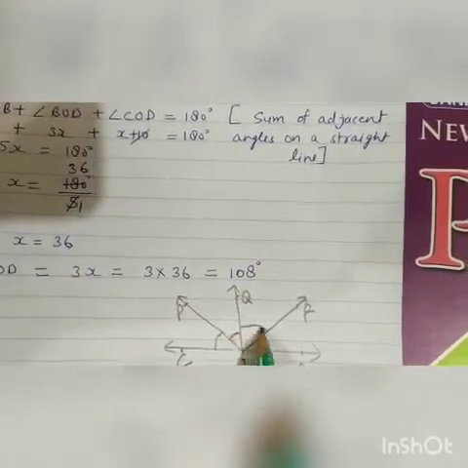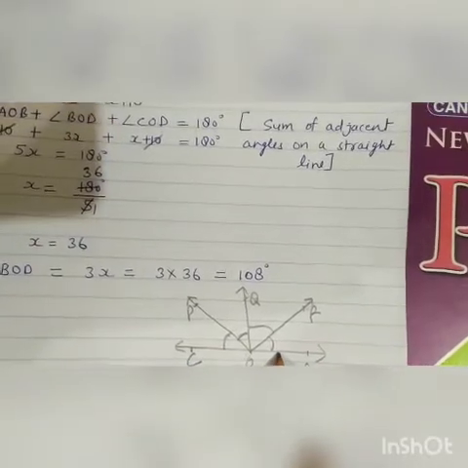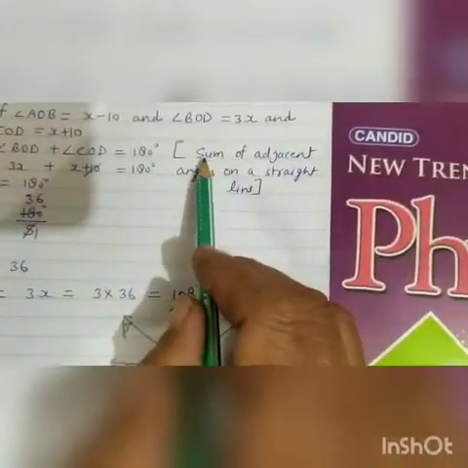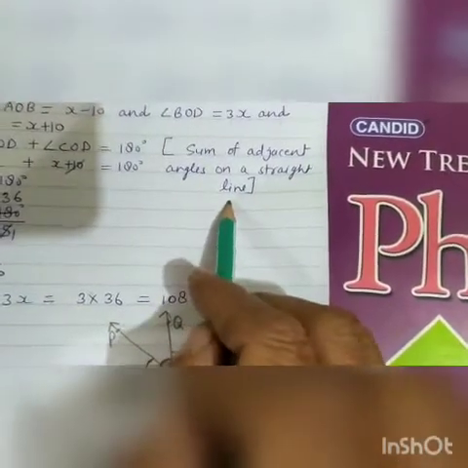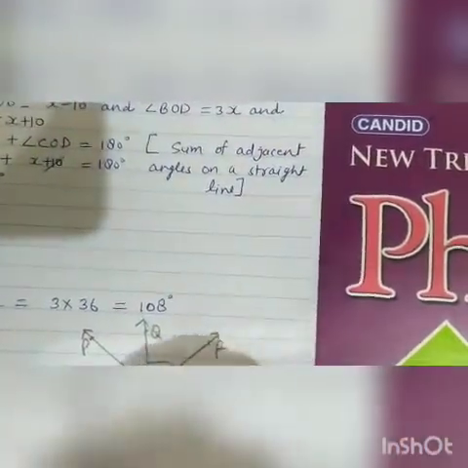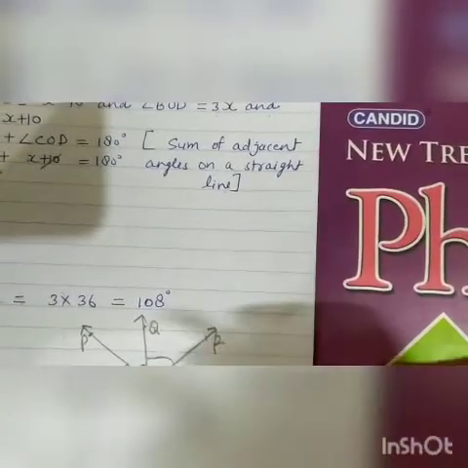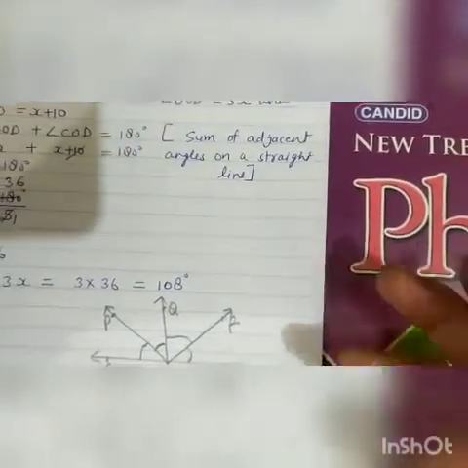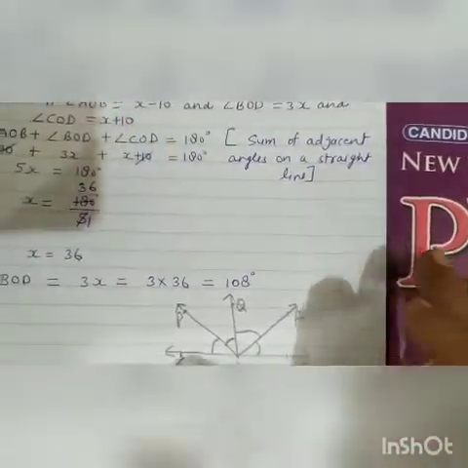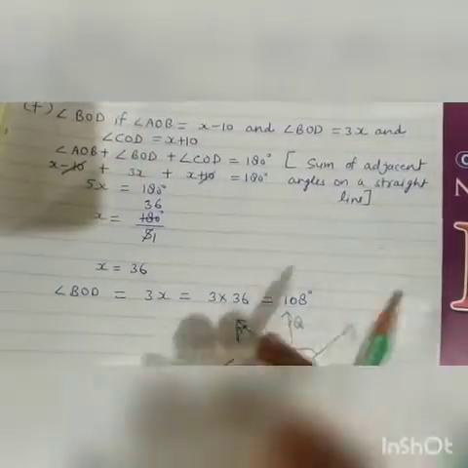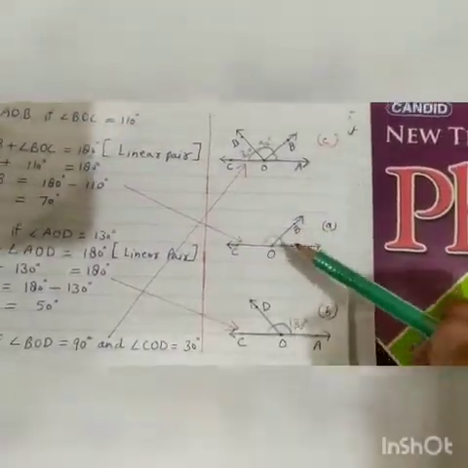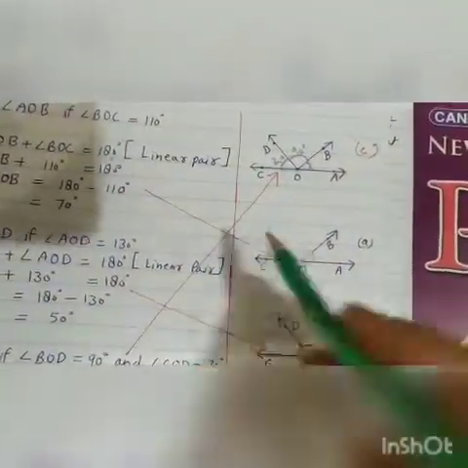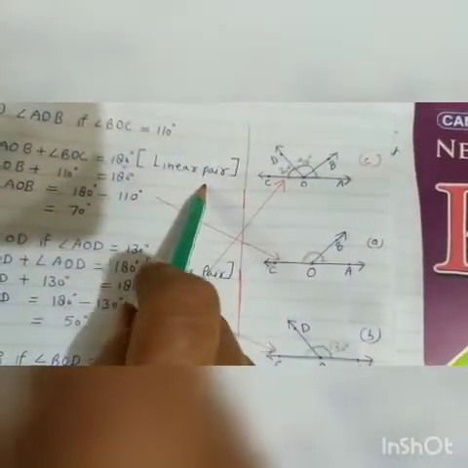The sum of these 4 angles will also be 180, and we will write the same reason: sum of adjacent angles on a straight line. If we divide this straight line into 5 parts, again the sum of 5 angles will be 180. Clear? But if we divide this line into 2 angles as we did in part A and part B, then it will be written as linear pair.